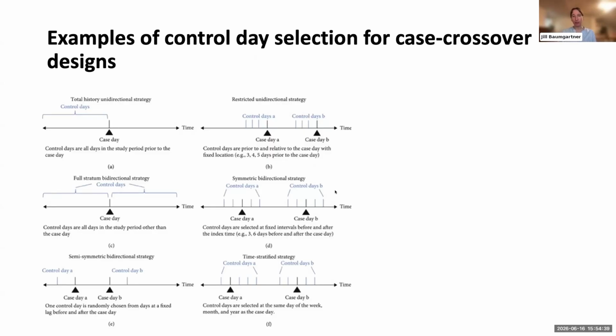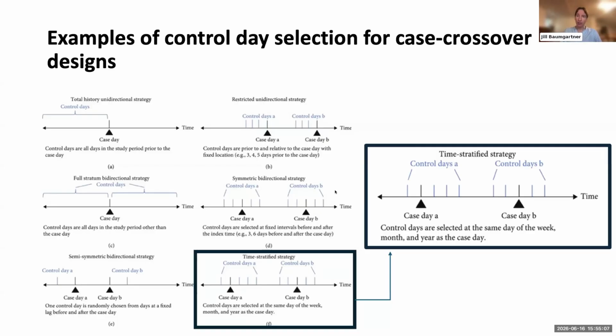And there's a bunch of different strategies for selecting these days. So unidirectional and bidirectional strategies can introduce bias from different sources. So things like time trends and seasonal patterns that are not independent of the control day selection. Because remember, we have days that the event occurred, and we're trying to find other days where the event didn't occur for that individual for comparison.